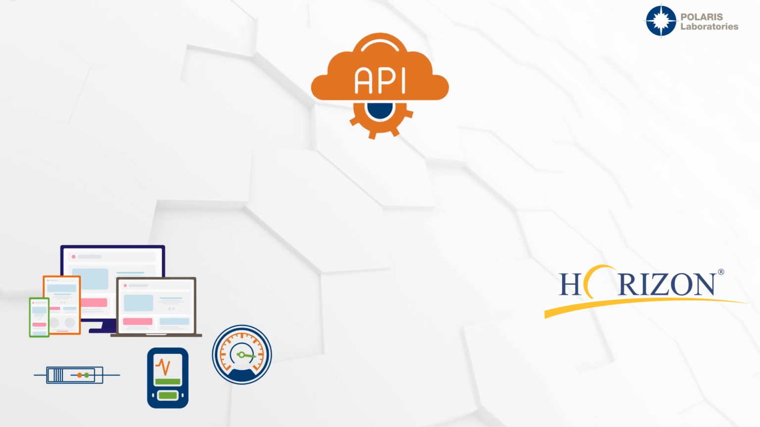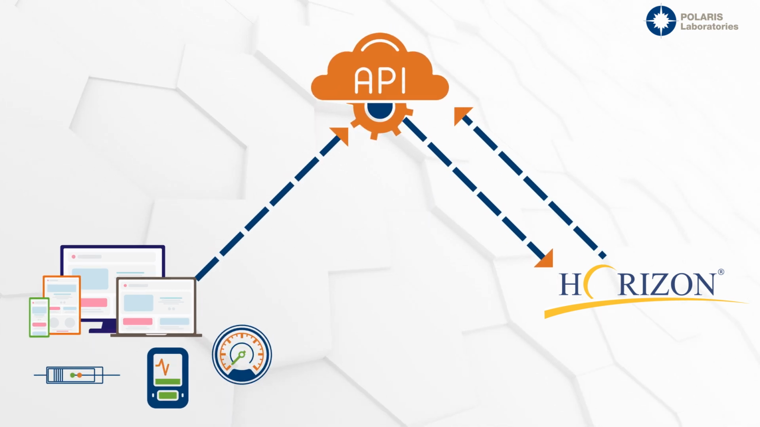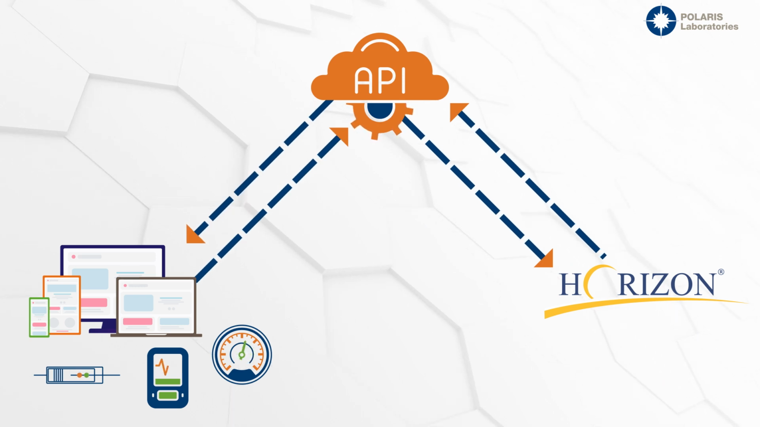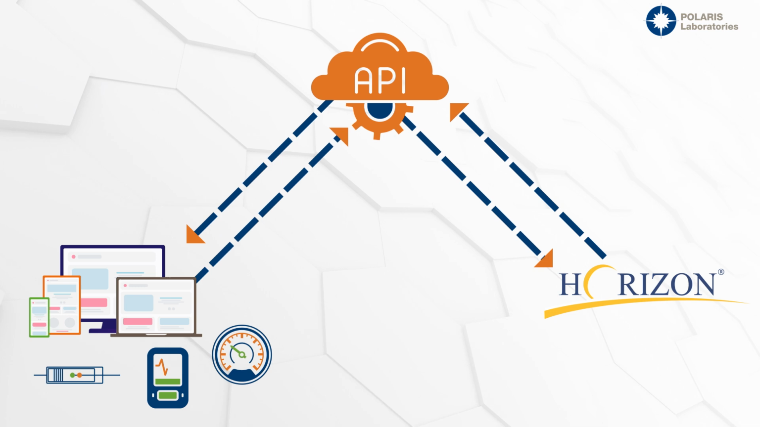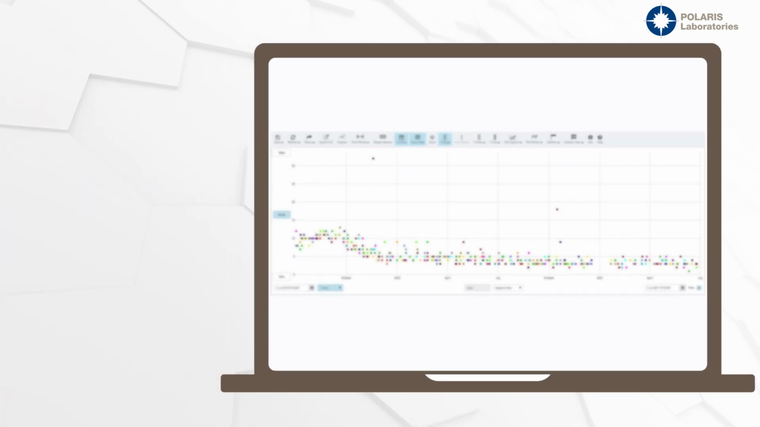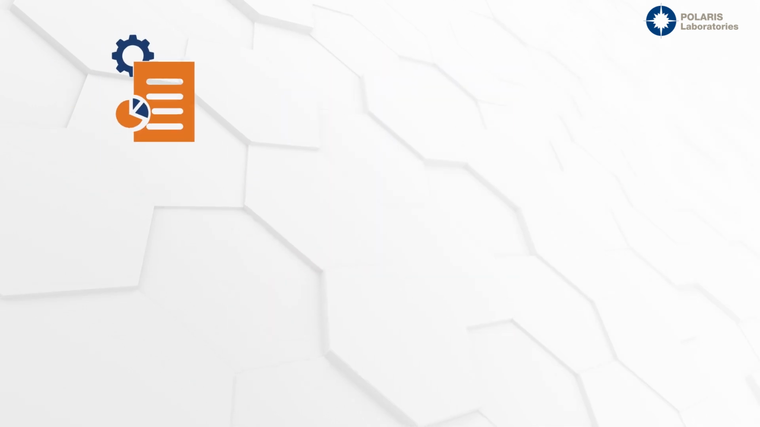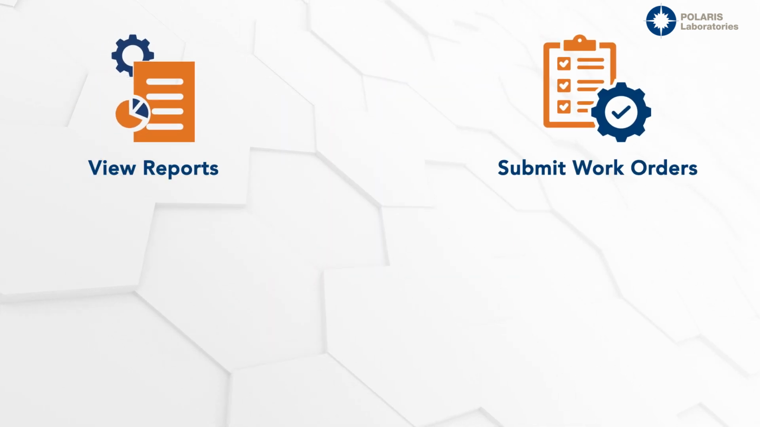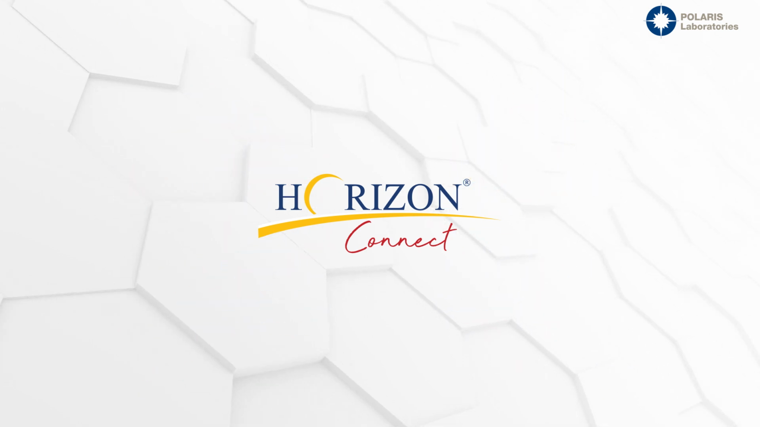Through a secure API integration, Horizon Connect syncs information back and forth from Horizon to your own system, whether it be a CMMS, ERP, or EAM. Even integrate with data analytics programs like Power BI to make better data-driven decisions. View reports, submit work orders, manage equipment, and register samples all within one system.